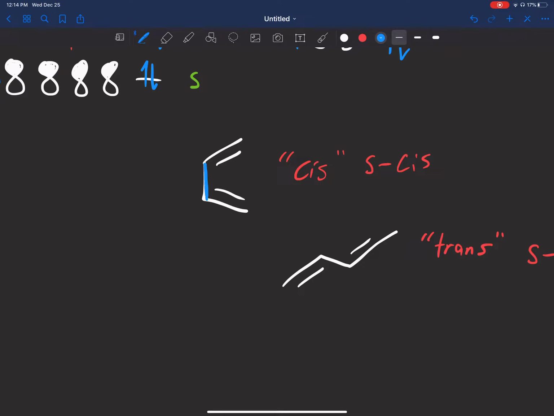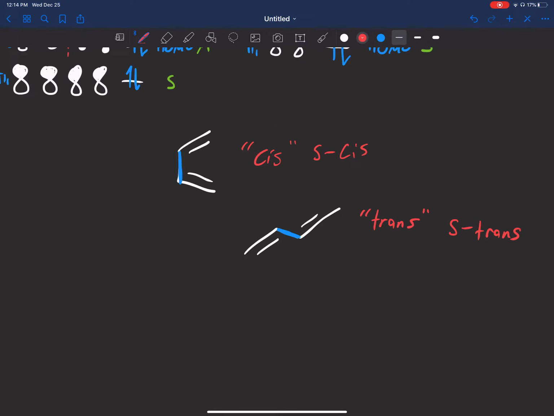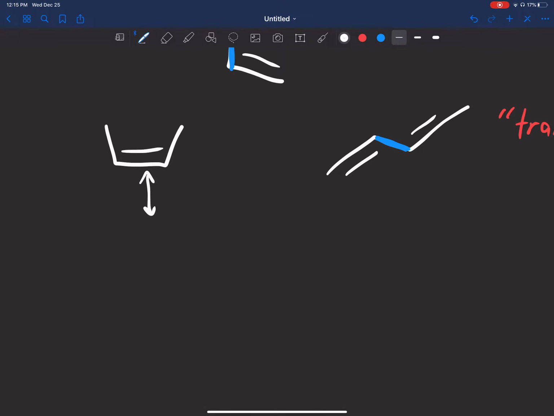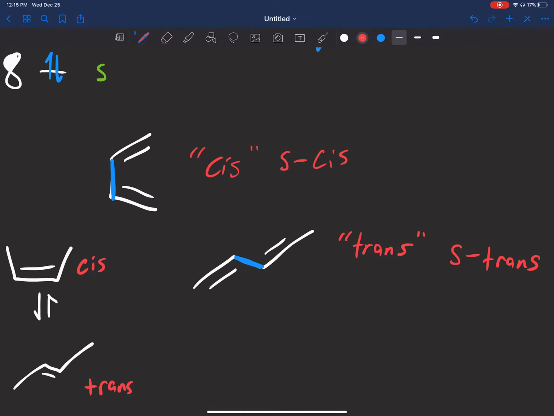But this single bond exhibits free rotation. So it's not like this example right here, where if I drew this double bond, the single bond wouldn't rotate. We do not have free rotation like this. You can't have free rotation between this conformation, which is actually cis, and this one, which is trans. In this case, that single bond in the middle allows them to have free rotation.